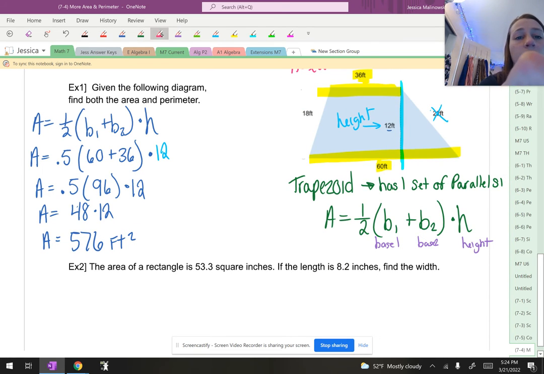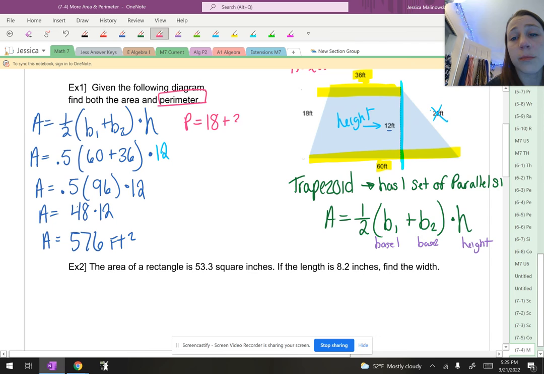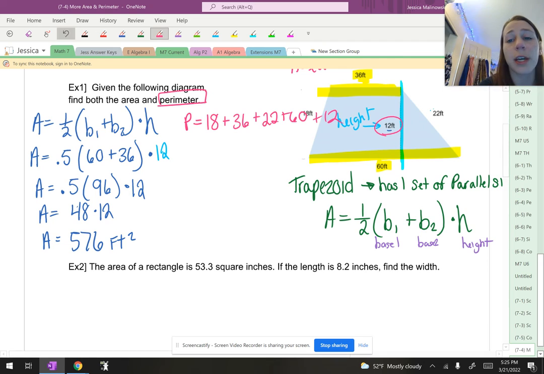Up next, we are going to look at our perimeter. Perimeter, remembering that we're doing all of those outside pieces. So the 18 plus the 36 plus the 22 this time, plus the 60. And you might be wondering, do I need to add that 12 into there? It's part of that diagram, true. But remember, perimeter is outsides only, so that 12 does not get added in because that's on the inside.